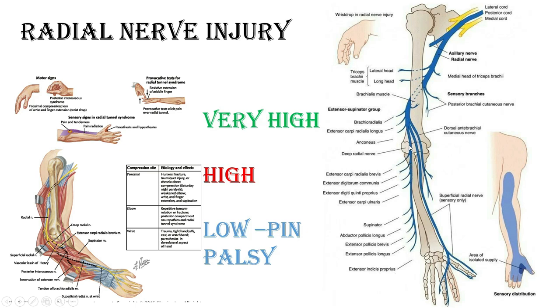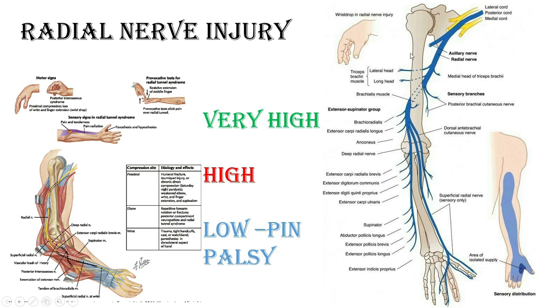Now during operation of the posterior approach or proximal radius dissection, there is a chance of traction, maximum chance of traction of this nerve, or it can be cut by an untrained surgeon. As a result, there will be palsy.